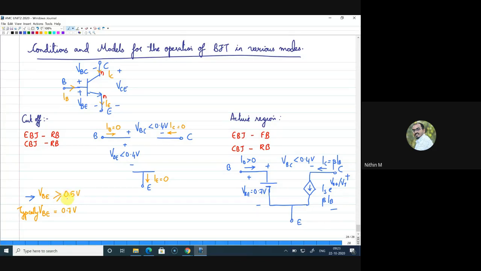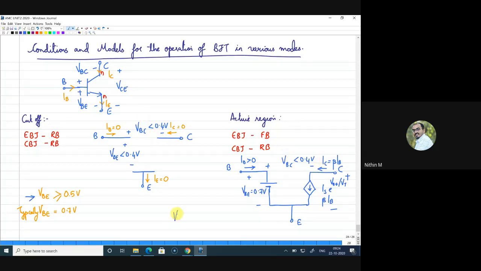Now, the second point I'm telling is, to make sure a PN junction turns on, it should be 0.5. If it is less than 0.5, if it is less than 0.4, definitely the junction will be reverse biased. Yes, sir. Right. So that is why I wrote here, if VBC is less than 0.4, it is reverse bias. So I have written a similar thing here.